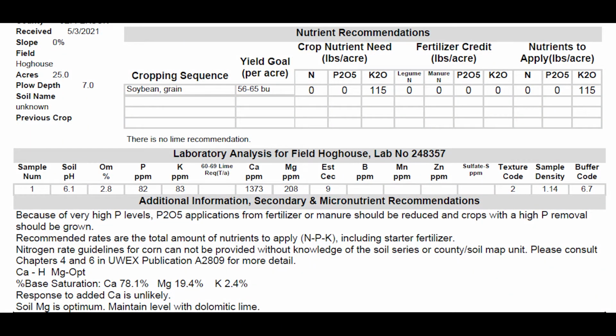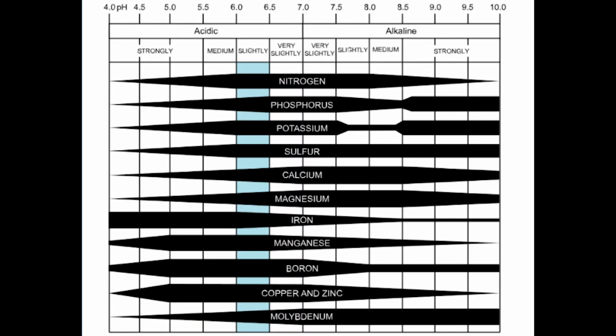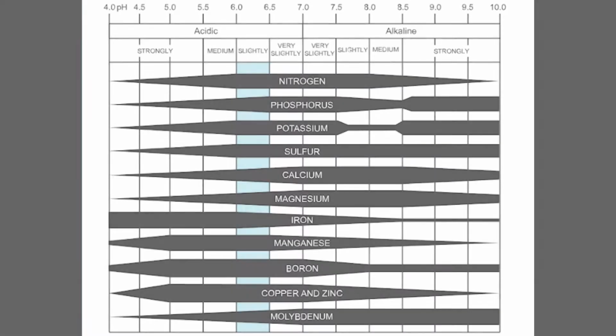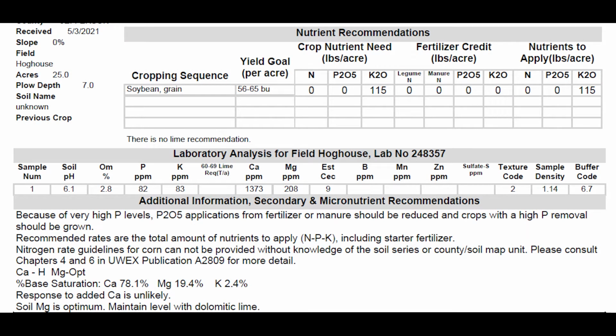Obviously, pH can be adjusted probably a little bit higher, maybe closer to 6.3 to 6.5, to make the nutrient availability at the optimal range that it can be. So generally speaking, though, at a 6.1, unless you're really having other problems, that's not really going to be something that's going to need to be addressed.